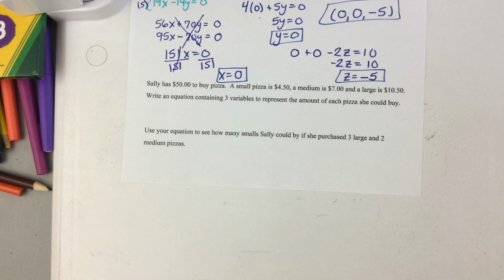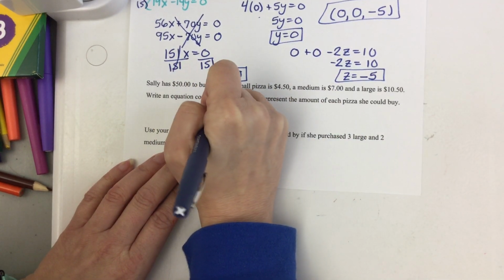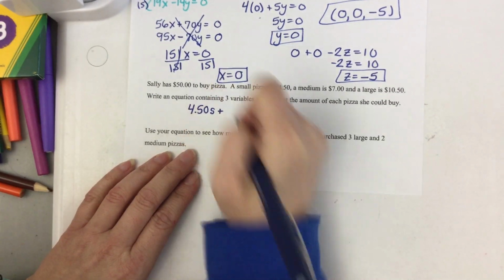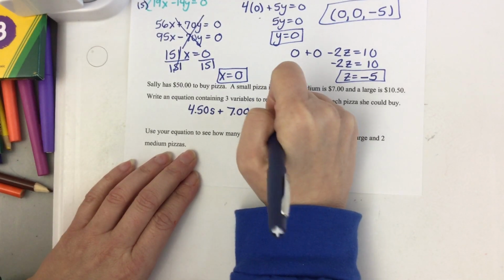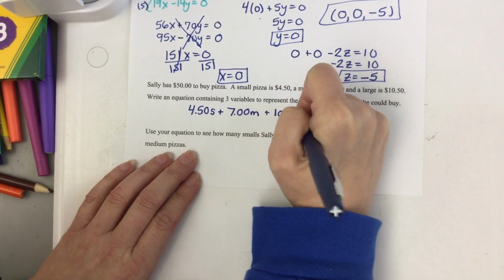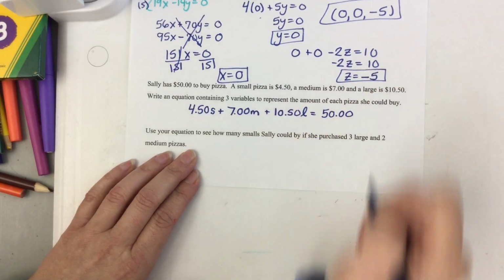Sally has $50 to buy pizza. A small pizza is $4.50. A medium is $7. And a large is $10.50. Write an equation containing 3 variables to represent the amount of each pizza she could buy. So we have $4.50 per small plus $7 per medium plus $10.50 per large, and Sally has $50 total.